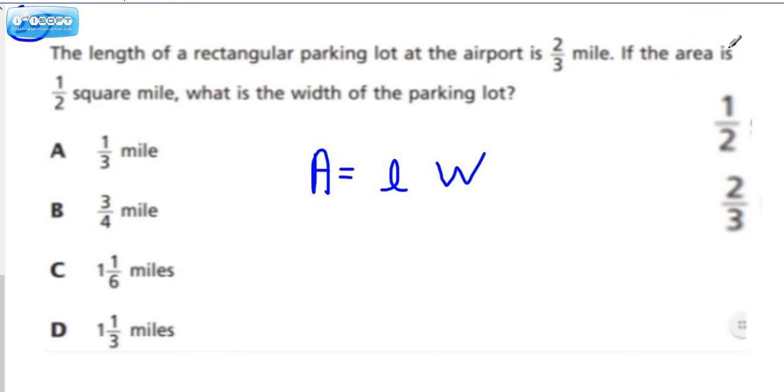Whenever we're talking about area and a rectangle, this is the formula you want to use, or you could use base times height, which is really the same thing. But you write it down on your piece of paper. Area equals length times width.